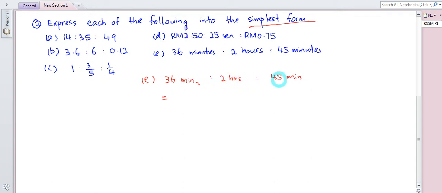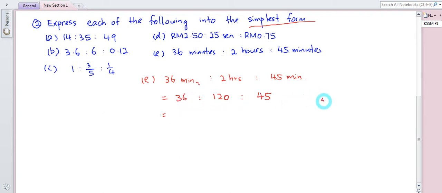36 minutes, 2 hours and 45 minutes. Okay, they don't have the same unit. The first thing is to change their units to become the same. 36 minutes. Since now you know that all our answers will be in minutes, you can just omit the unit here. You don't have to write minutes anymore. So 1 hour is 60 minutes, 2 hours will be 120 minutes. You don't have to write minutes, so it will be faster. 45 minutes.